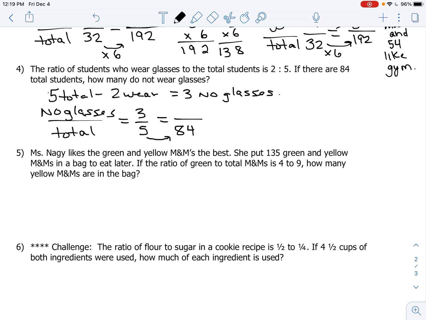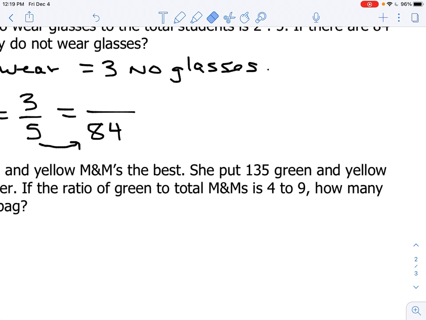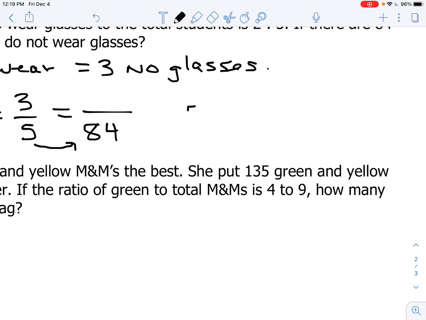So we have 84 divided by 5. And I know I'm going to run out of space for my division here, so I'm going to make it a little bit smaller. All right, so 5 goes into 8 once. We have 3 remainder. I'm going to bring the 4 down. And 5 goes into 34 6 times. That's 30. So we have 4 remainders. So it's 16 and 4/5.